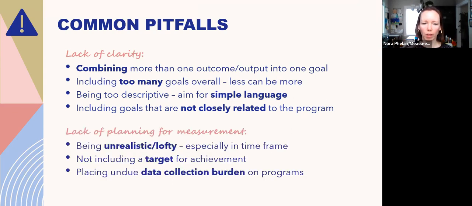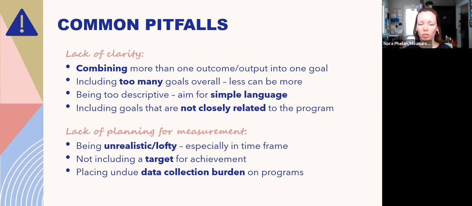The other bucket is lack of planning around measurement. Being unrealistic or lofty, especially related to time frame, can often happen. It's important to be lofty in your mission, but not really in your goals. The goals should be grounded and quite realistic related to your program. Not including a target for achievement is another one. By not including the target, it's hard to see whether or not you have succeeded if there wasn't a threshold that was set at the beginning.